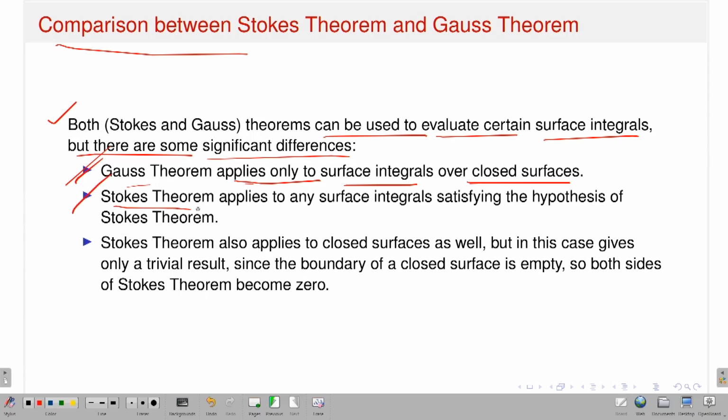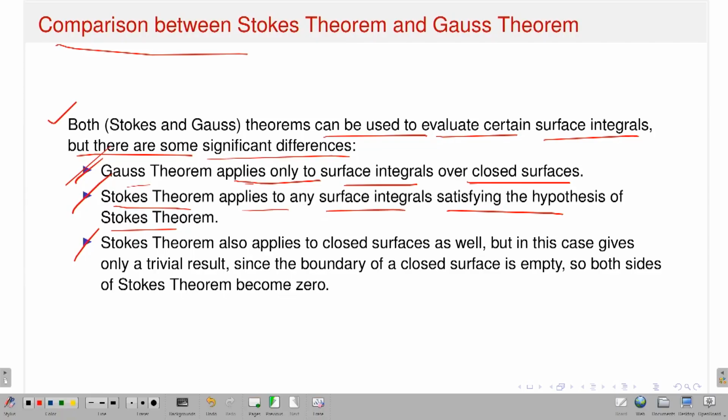Number 2, Stokes theorem applies to any surface integral. There is nothing like you have to start with a closed surface. It is not like that. As long as it satisfies the hypothesis of Stokes theorem, it is perfectly all right. You do not need to start with a closed surface; you just start with some surface, and as long as it satisfies the hypothesis, Stokes theorem will be applicable.